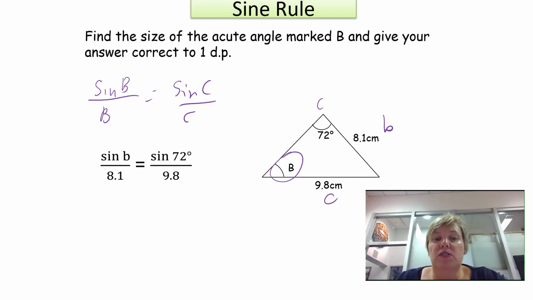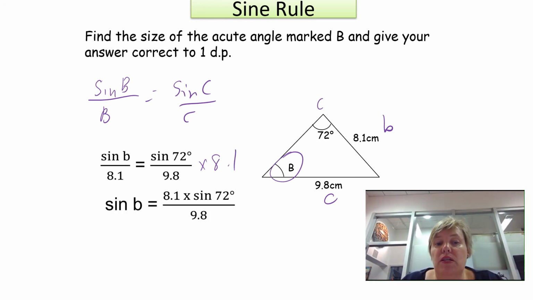Then I've got sine of 72 over its friend, which is 9.8. Now the nice thing here is that you're still just going to multiply up. So that 8.1 is going to rise up and multiply. So I'm going to do this. All right, so there it is. This time you just run it through your calculator. I apologize, that should be sine of big B. And that's what you get.